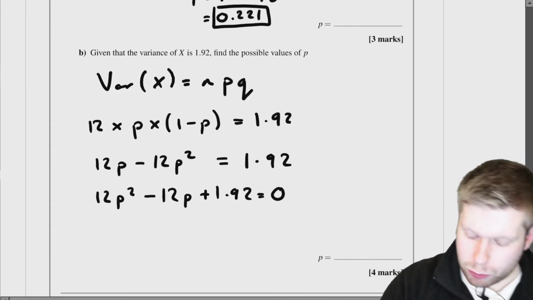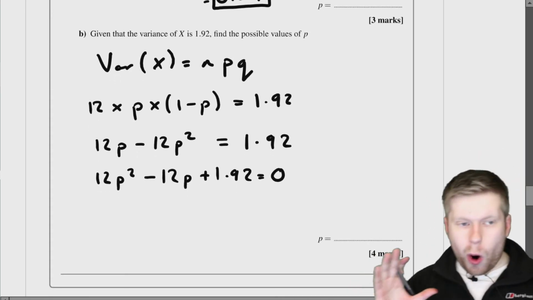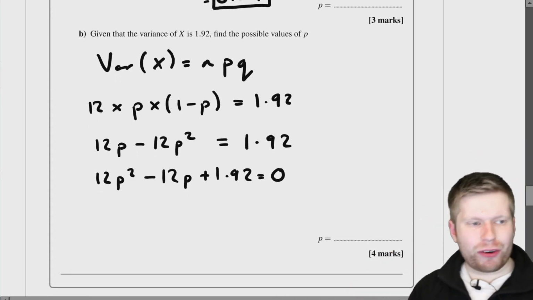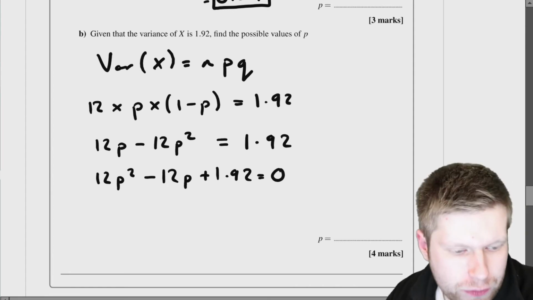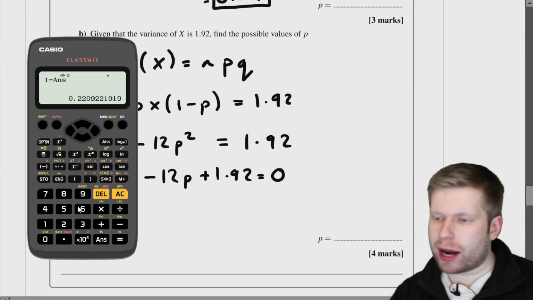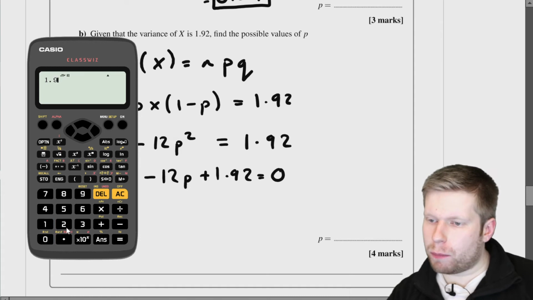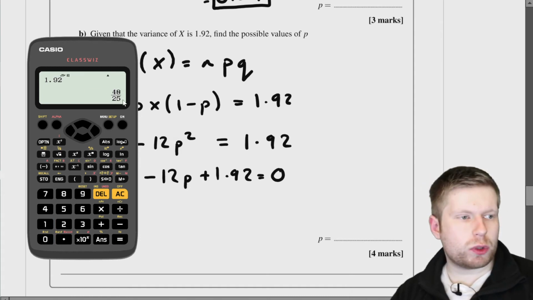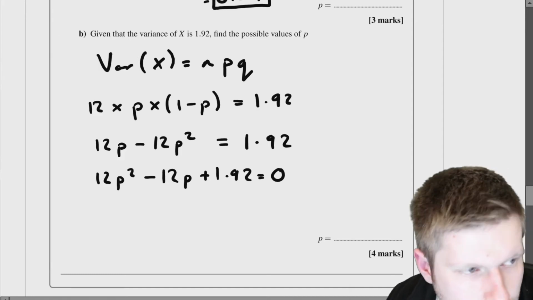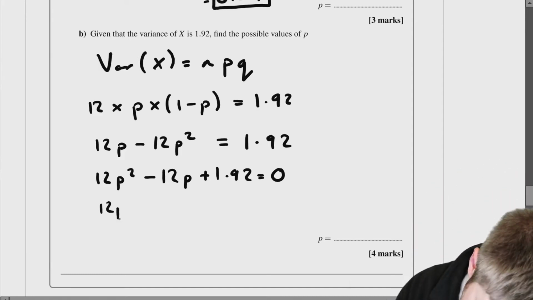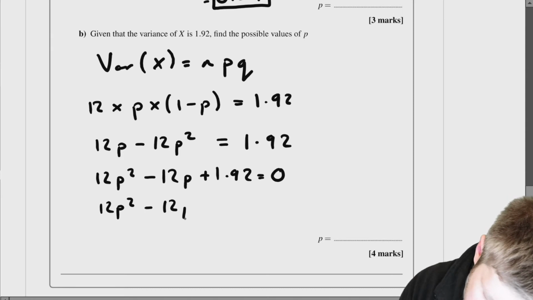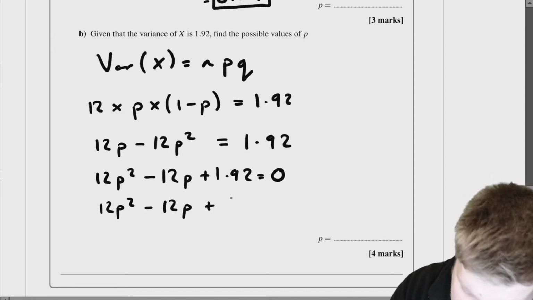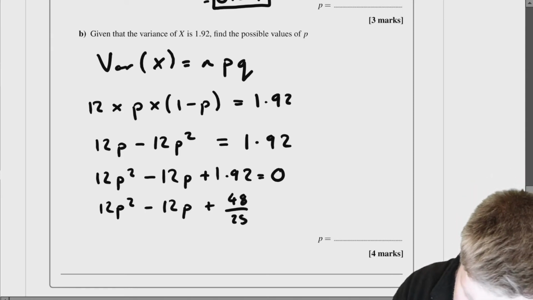And I know that is equal to 0. Now this looks like a horrible quadratic to try and solve, okay? I could try and actually convert that into a fraction, so 1.92. If I just hit 1.92 on my calculator, hit equals, okay, that's a little bit better. So that brings up 48 over 25. So I'm actually going to rewrite this as 12p squared minus 12p plus 48 over 25 equals 0.